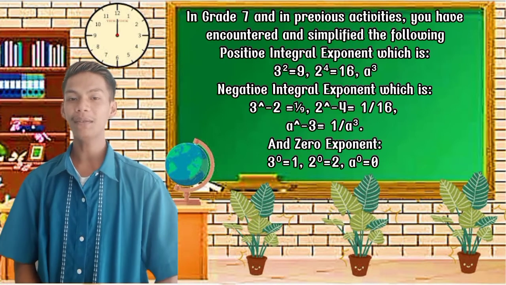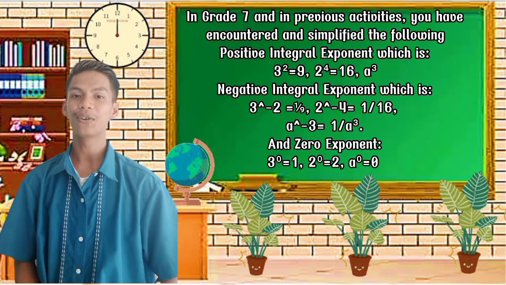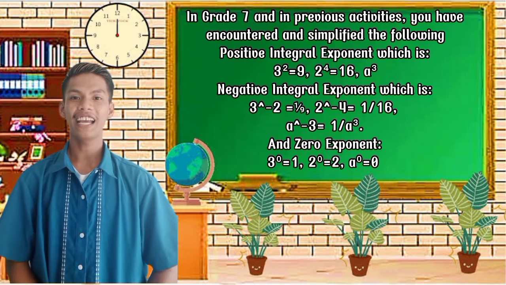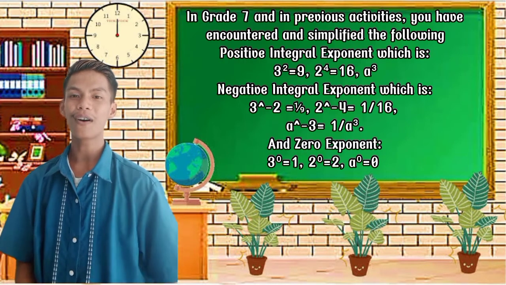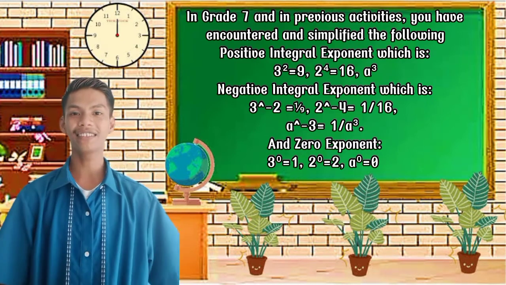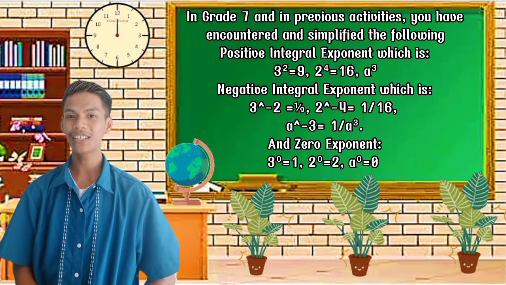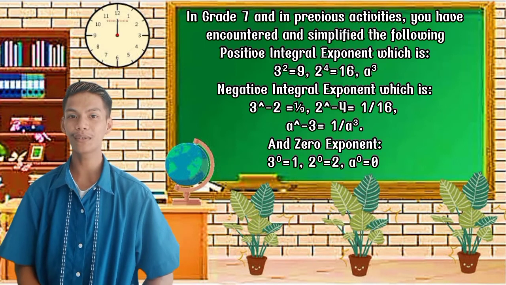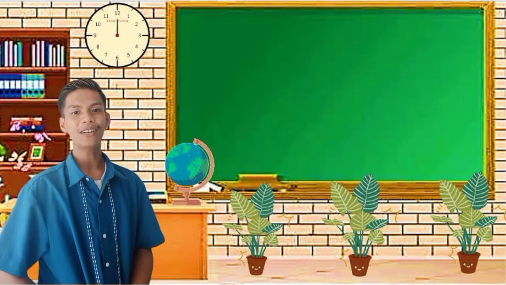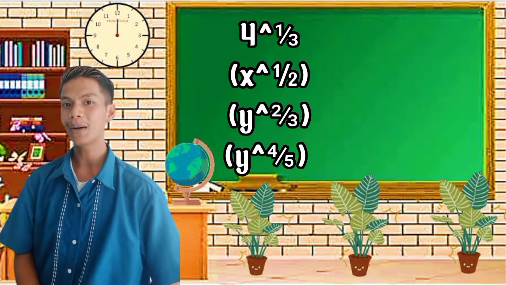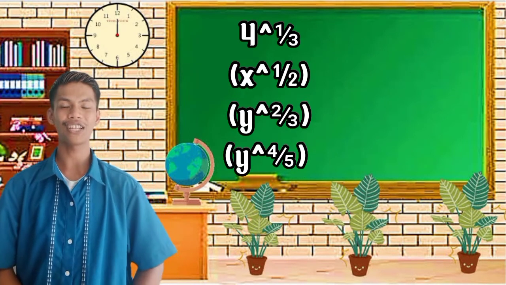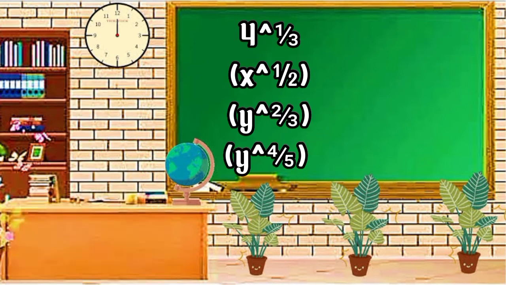2 raised to negative 4 is equal to 1 over 16. And a raised to negative 2 is equal to 1 over a squared. And zero exponent, which is 3 raised to 0, is equal to 1. Now, look at the expression on our screen. What can you observe about the exponents on the given expression? Anyone?